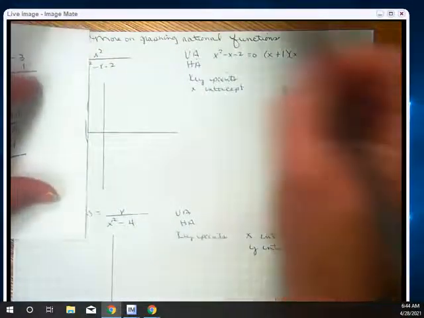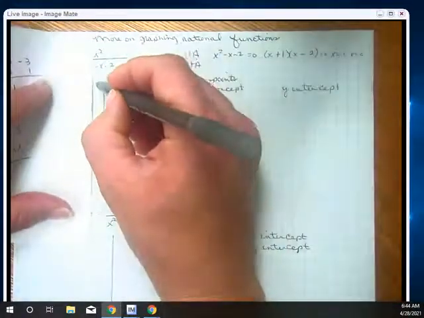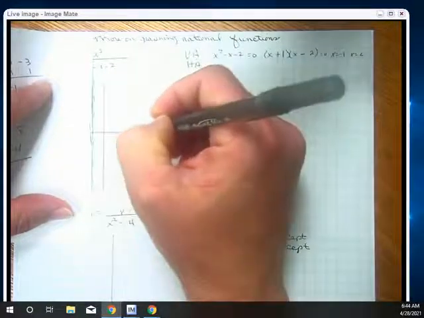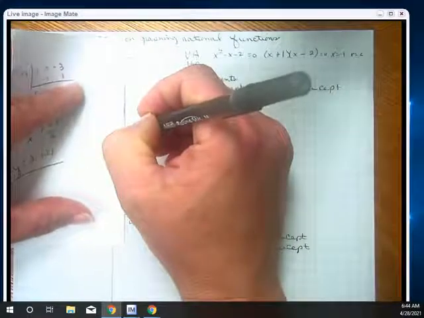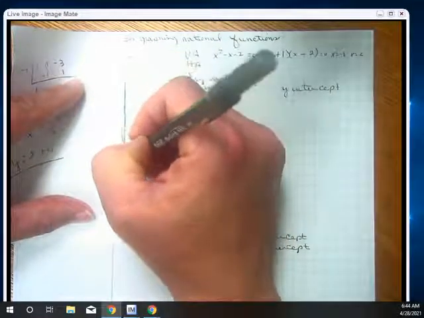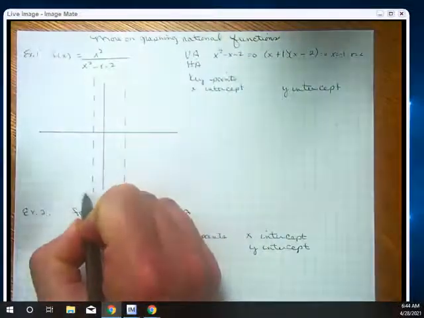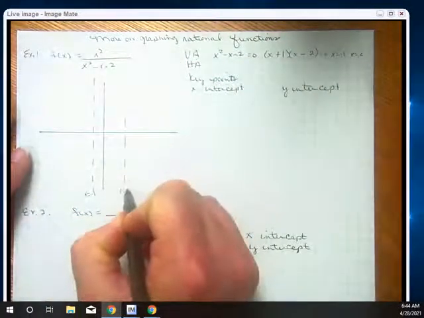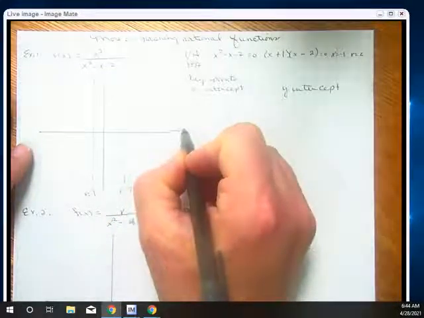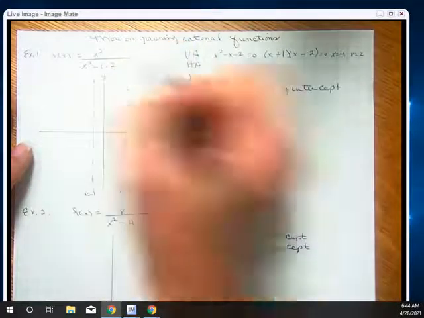I would suggest going ahead and putting the dotted vertical line on your graph using a straight edge and labeling what your lines are. So far on my graph, I have x equals negative 1 and x equals 2. I have the x-axis and I have the y-axis.